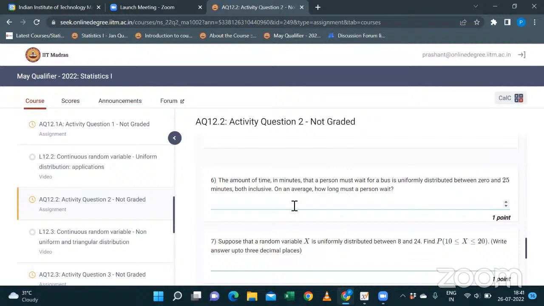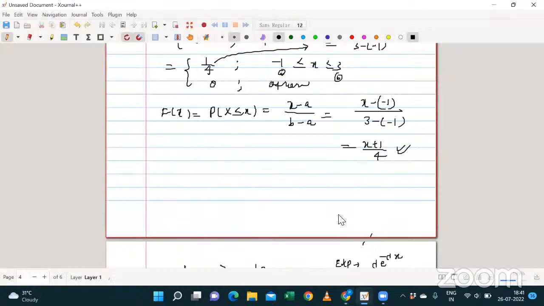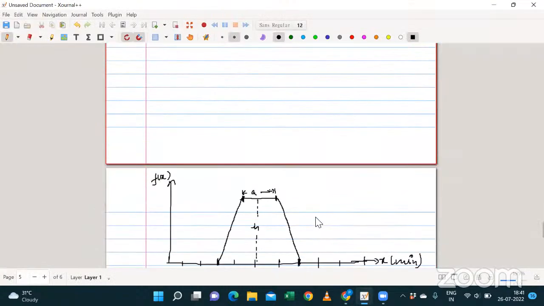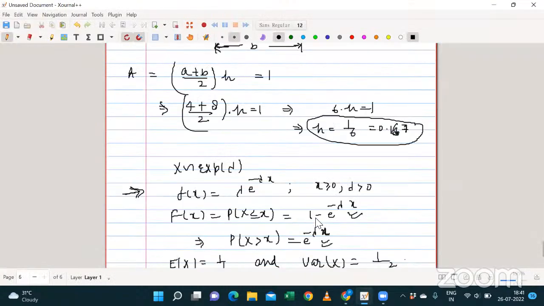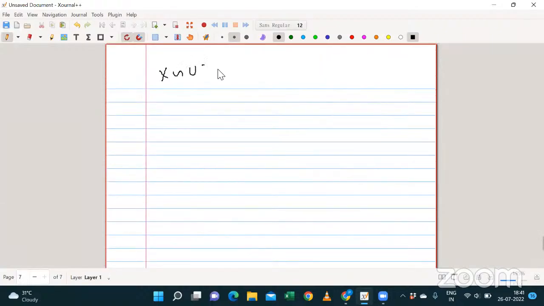Okay, so can you tell me what was your approach for this question? Actually, I don't understand what the question is asking to find. Okay, I will tell you. The amount of time in minutes that a person must wait for a bus is uniformly distributed between 0 and 25 minutes, both inclusive. Let's take X, which is the waiting time for the bus. Yes, it follows a uniform distribution 0, 25.